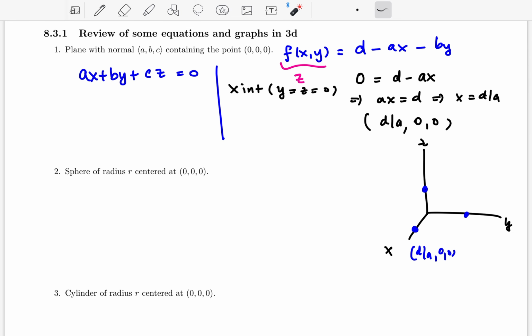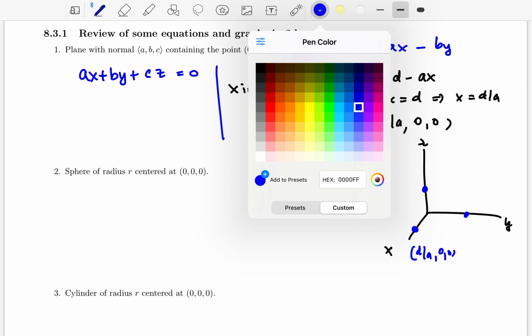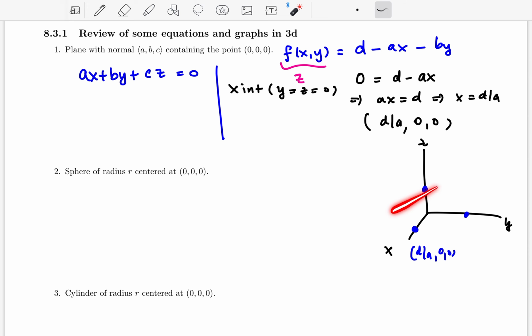Sometimes the book likes to just draw a little triangle. That's fine. I'd rather draw it like an actual plane. But that's fine, whatever makes more sense to you. So usually I just draw a little plane that goes through those points, something like this, so that you don't forget this is actually a plane. Okay, perfect.